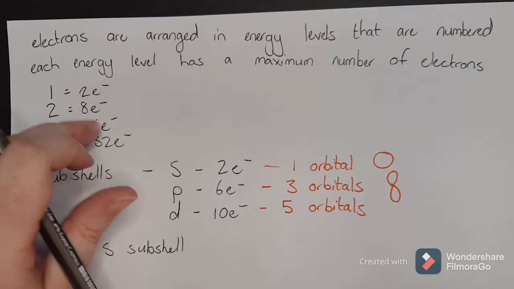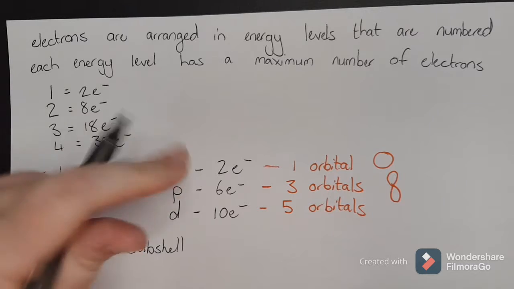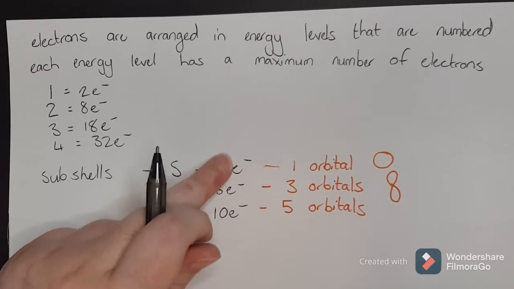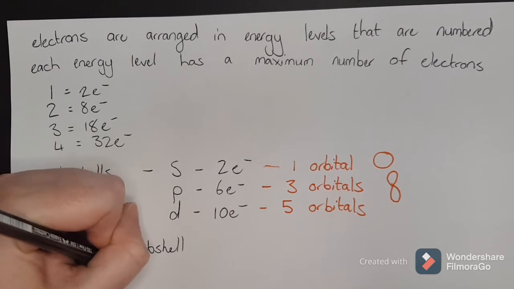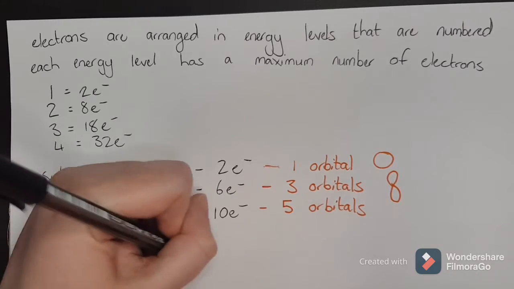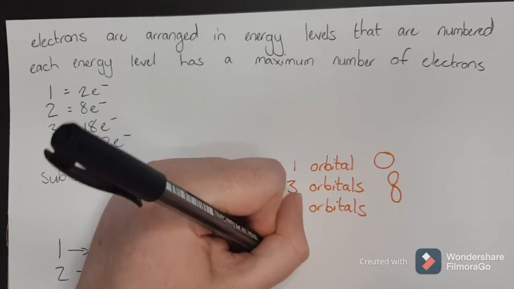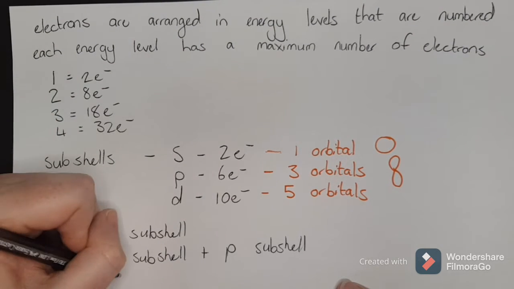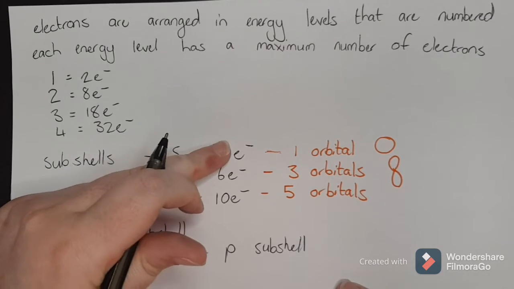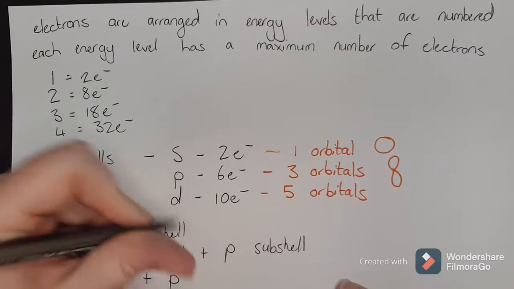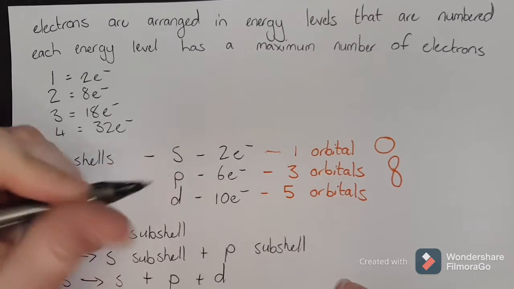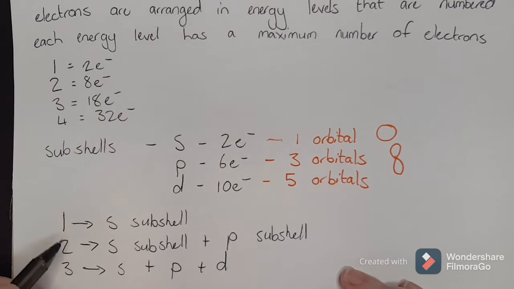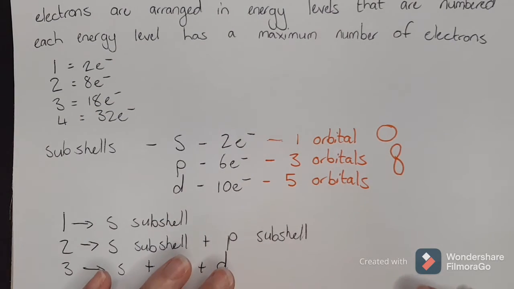The second energy level of 8 electrons is made up of an S subshell of 2 electrons, and then a P subshell of 6, because 2 plus 6 makes 8. So we have S subshell and P subshell. The third energy level is made up of an S subshell for 2 electrons, plus a P subshell for 6 electrons, plus a D subshell for 10 electrons, because that all together makes 18. And so on and so forth. So we only have to know up to about that level.